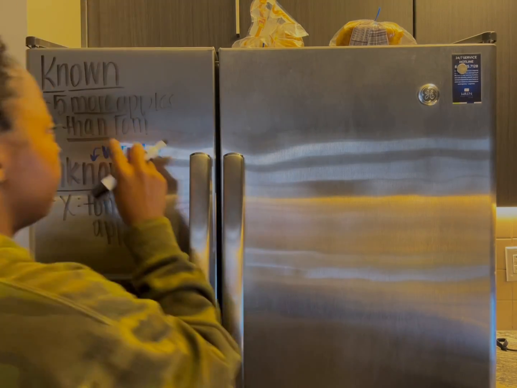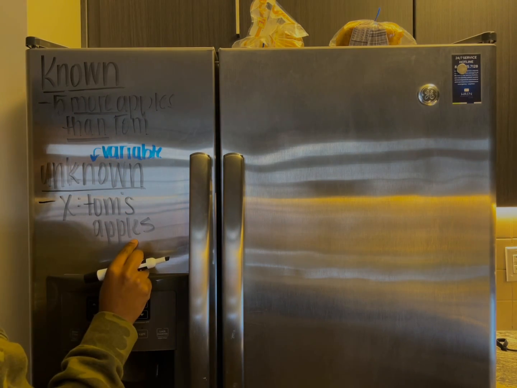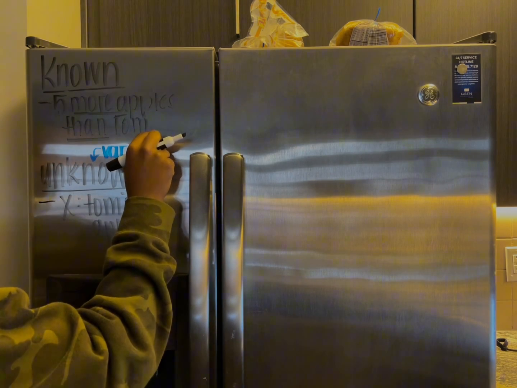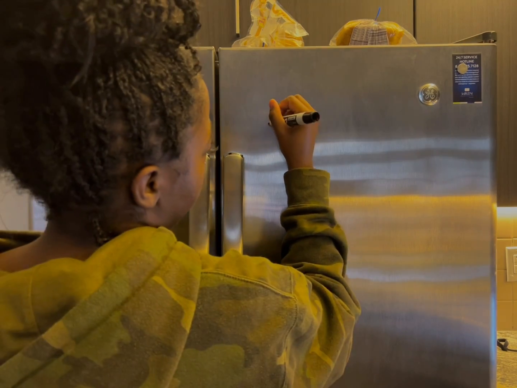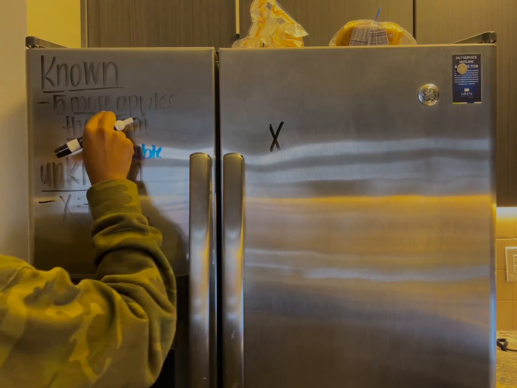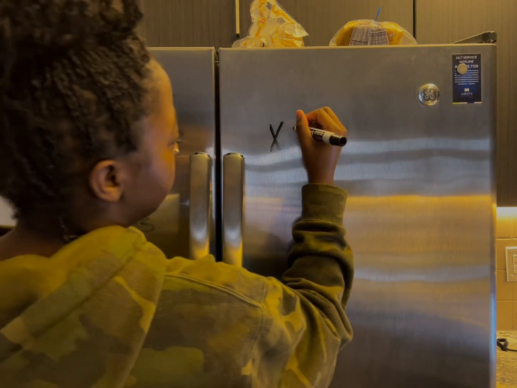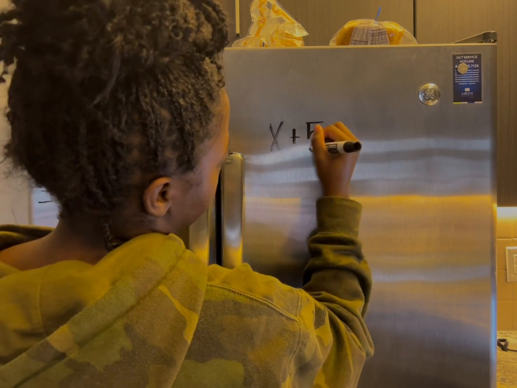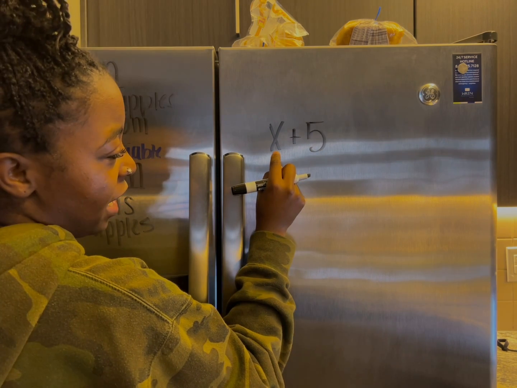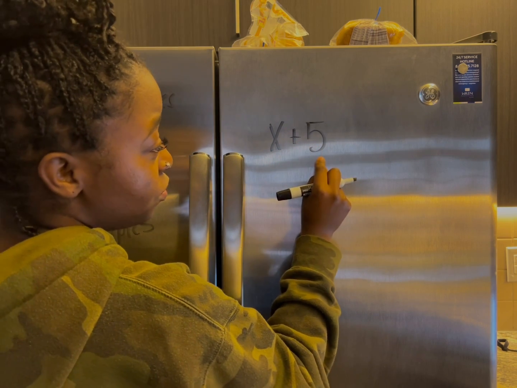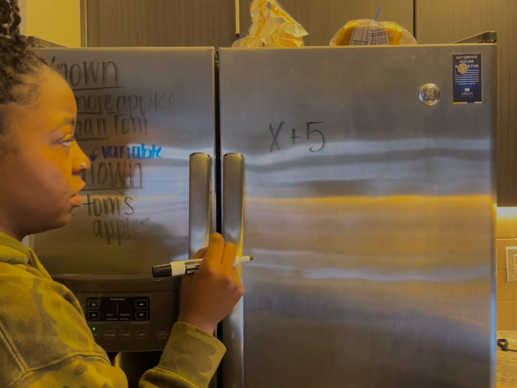So if she has 5 more than Tom, and I want to figure out how many she has in total, I'm going to say Tom plus 5. So however many apples Tom has, when you add 5 to it, that's when you get Sarah.